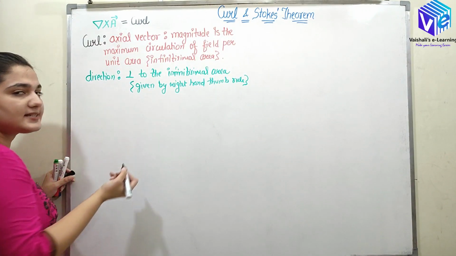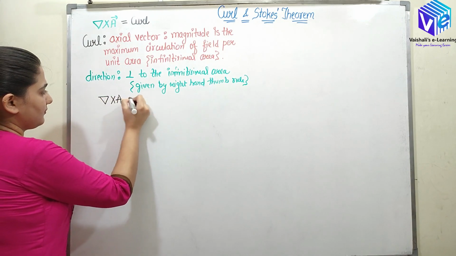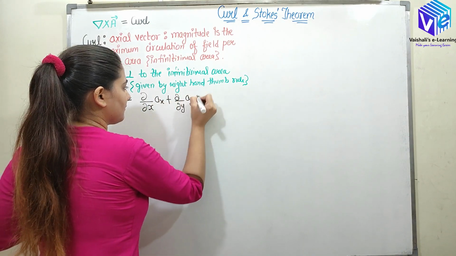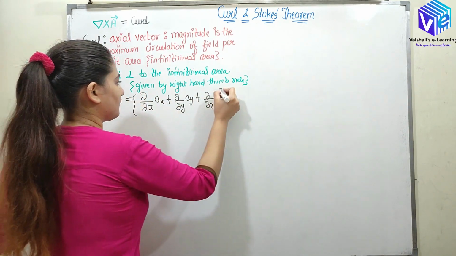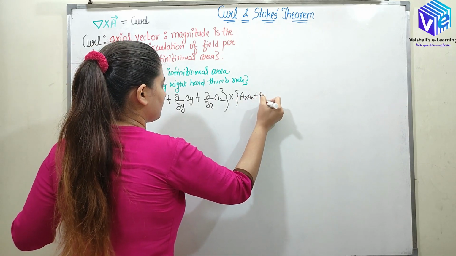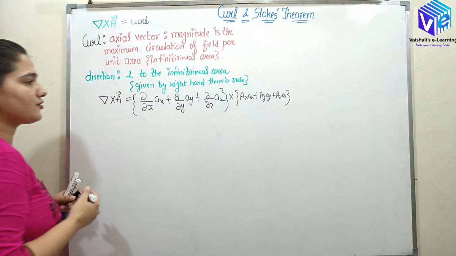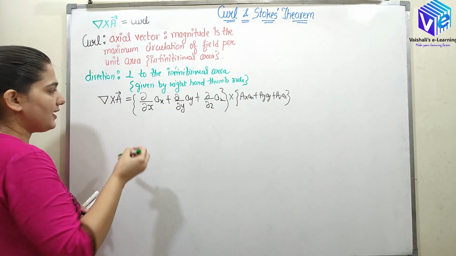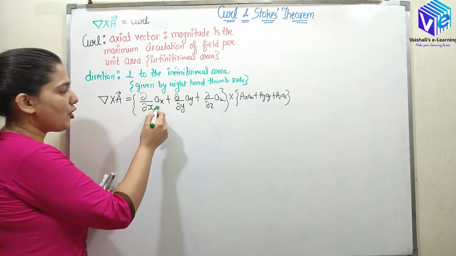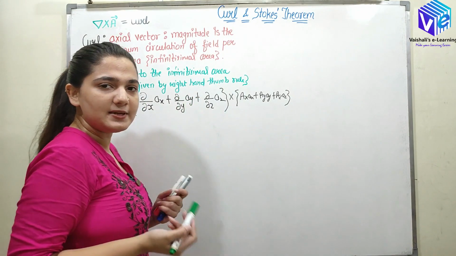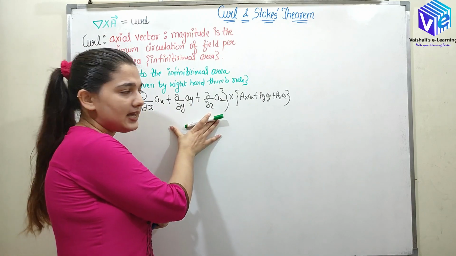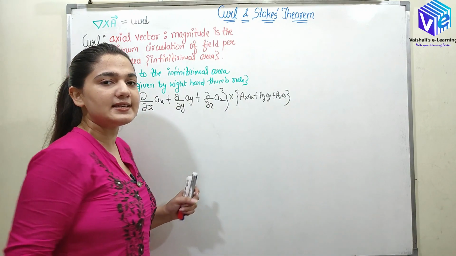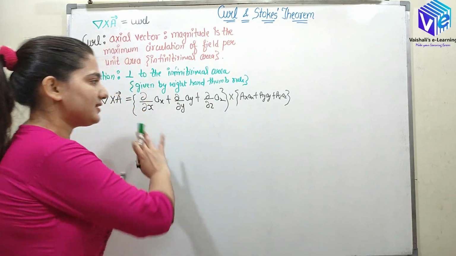Now coming to the representation. I am taking the cross product of del and a vector. Here I represent del as del upon del x ax plus del upon del y ay plus del upon del z az. So I know what is del. Now I am cross-producting it with Ax ax plus Ay ay plus Az az. I hope this is clear.